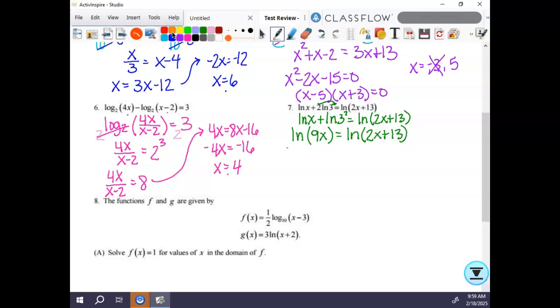Okay, base is e. Make the base of the exponent e. Those essentially cancel each other out. So I get 9x equals 2x plus 13. So 7x equals 13, and x equals 13 over 7. Substitute it in here, I'm good, and here I'm good. That is my answer.